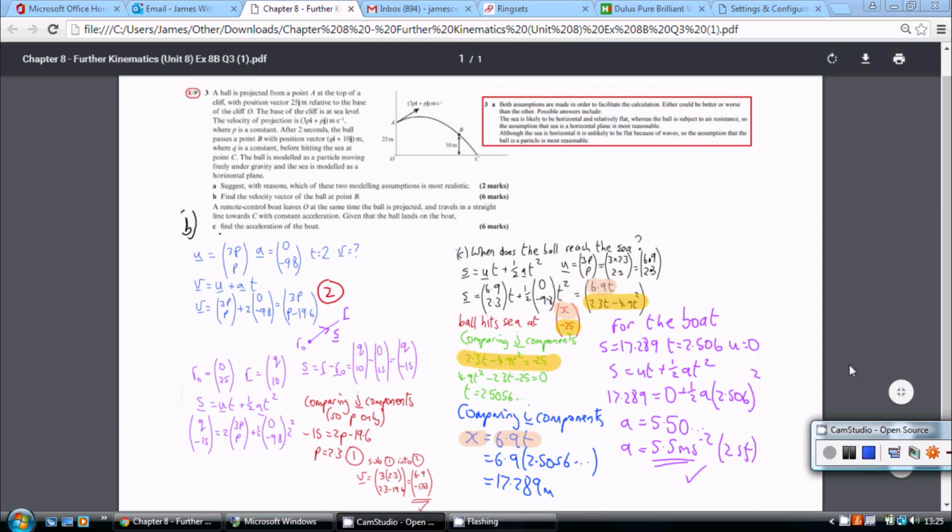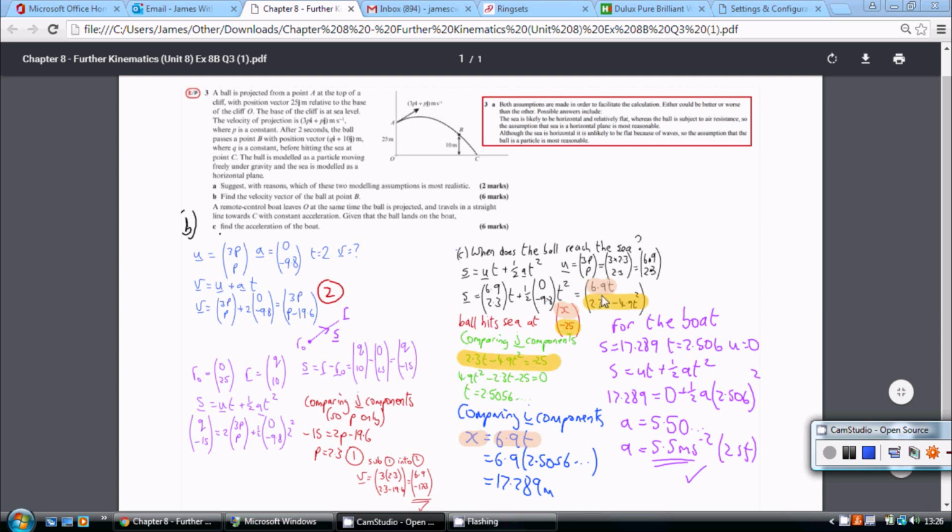Now for part C, we're going to focus on when the ball hits the sea. So what do we know about the ball? We know its initial speed was 3p, p, and because we now know that p is 2.3, we know that the initial speed of the ball was 6.9, 2.3. And we know it's fighting against gravity. So using s equals ut plus half at squared, we can get a vector for the displacement.